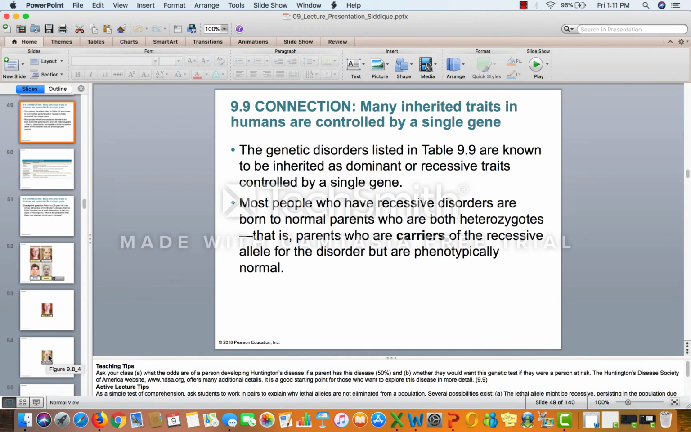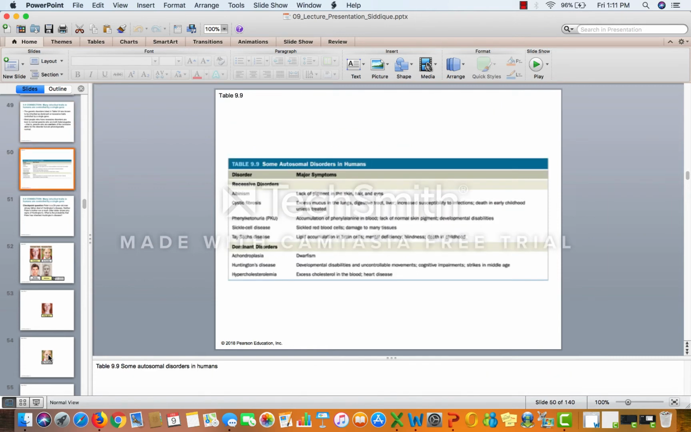So a lot of genetic disorders can happen, right? It depends on if the parents are carriers, right? If it is true that both of them are carriers, they're probably heterozygotes, which means it's a capital H or lowercase h. The parents who are carriers will be carriers for the recessive allele, but they'll be phenotypically normal, right? So what's the odds, let's say down here, of having these types of autosomal disorders in humans?